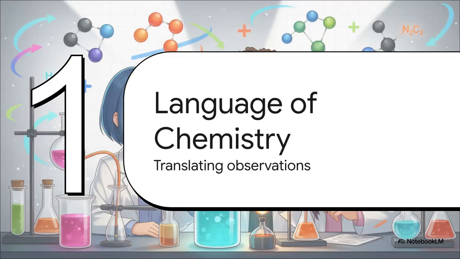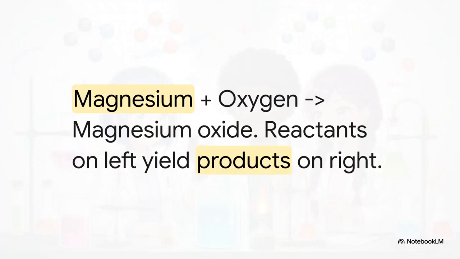Moving on to Section 2, the language of chemistry, translating observations. Historically, the simplest way to catalog a reaction, like burning a magnesium ribbon in pure oxygen to produce this dazzling white flame, was to literally write a word equation. We place our initial reactants, magnesium and oxygen, on the left. The arrow indicates the vector of the chemical change, pointing directly to the newly synthesized product on the right, magnesium oxide.